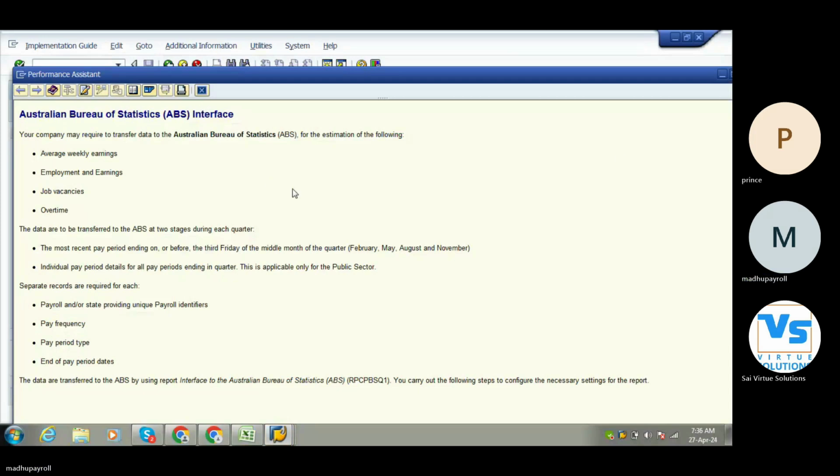So what information are you going to provide? This is the information here: average weekly earnings, employment and earning, job vacancy, overtime, pay frequency, pay period, and end of the period. There are two ways. Recently there was a client who said, whatever report is there in your company, download it, and according to this format you can upload into the system.